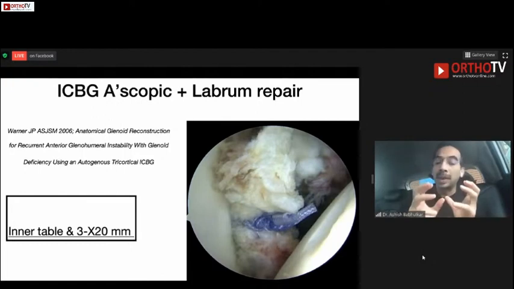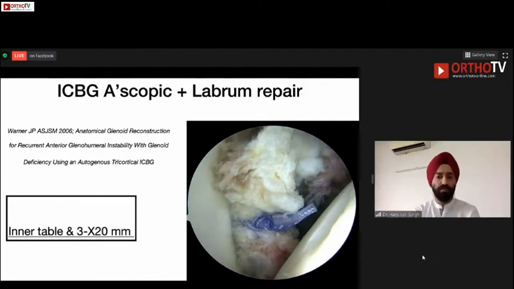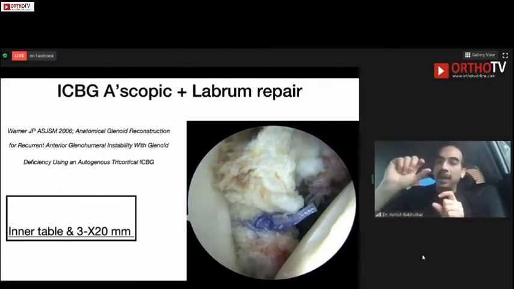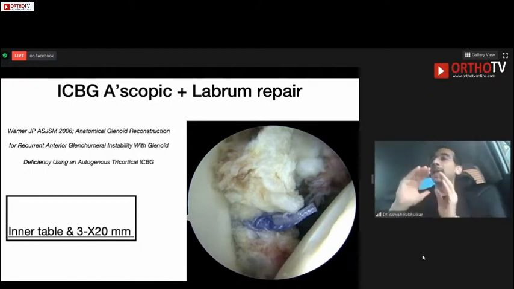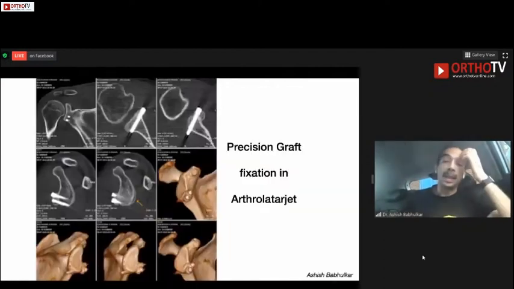Number one, this is JP Warner's article, How to Do an ICBG Graft, and very nicely he's represented how to use the inner table, which is much smoother. The other tip I would like to share from our practice is the posterior part of the iliac crest should go inferior. So you revert the graft, because then it matches identically. The curvature is actually made for each other. It's a beautiful reconstruction at the end of it.